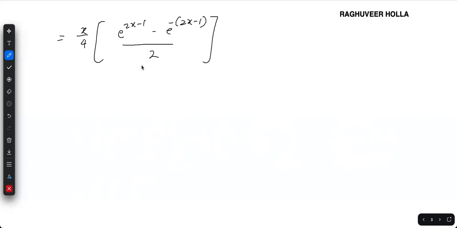Now sin h of x is e to the power of x minus e to the power of minus x by 2. Here x is 2x minus 1. So which is x by 4 sin h of 2x minus 1. So we got the first particular integral here.